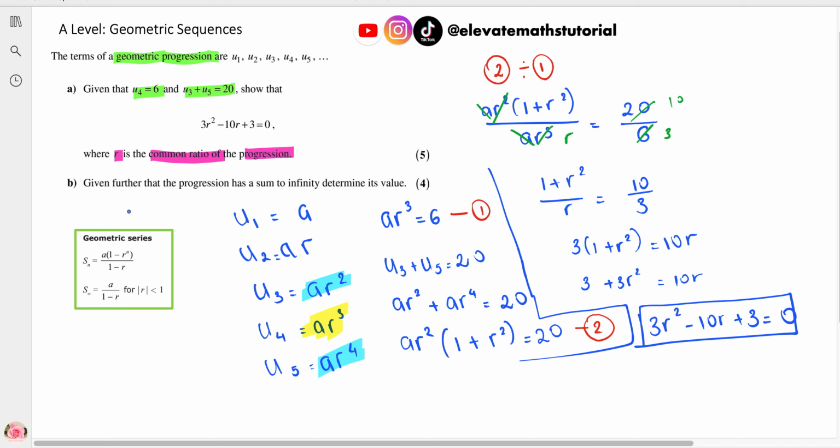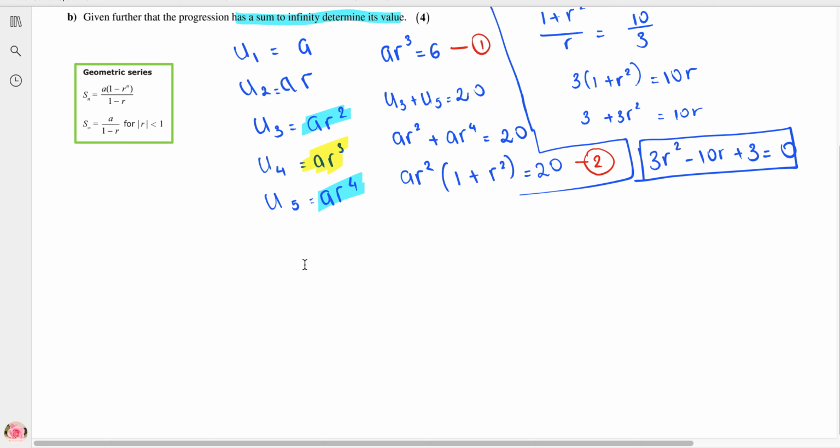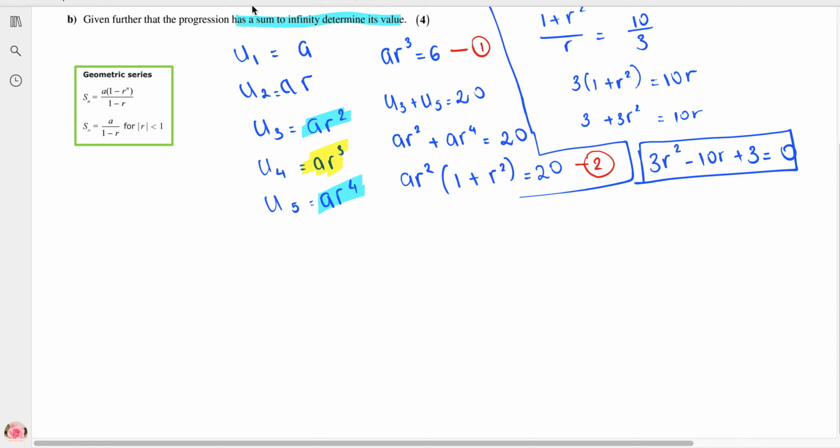So part B, it says given further that the progression has a sum to infinity, determine its value. So if you look at the box here, what I've given you is the formula for sum to infinity of a geometric series from the A-level Edexcel formula booklet. The terms that we need are a and r. So sum to infinity is equal to a over 1 minus r. So you need to know the values of a and r, then you can plug it in and calculate this.